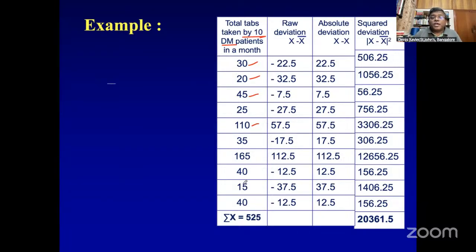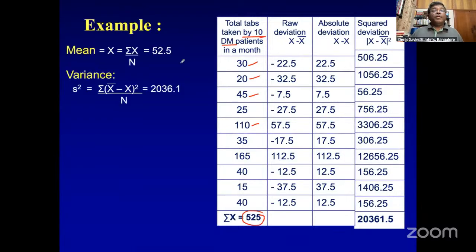Okay, so like this, they took multiple tablets, and when we add this up, it is 525 totally. Okay, now what do we have here? Now we need to look at the mean. So the mean is 52.5. How do we calculate that? 525 divided by 10 is 52.5.